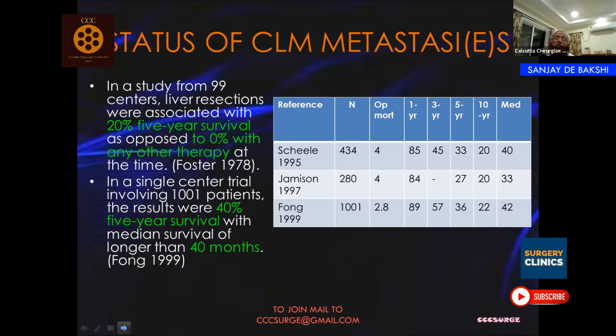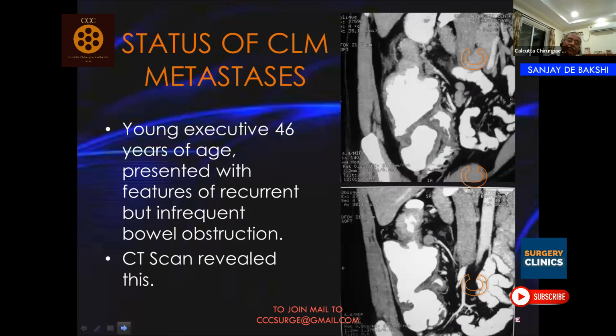Right. Now we have this young executive, another patient, 46 years of age, and I showed this previously when I was discussing the appendix. This chap presented with recurrent attacks of appendicitis, and then subsequently, but infrequently, bowel obstruction. And this CT scan revealed this. This was a coronal section. So what do you think his CT scan shows?